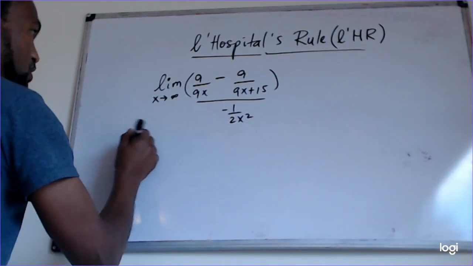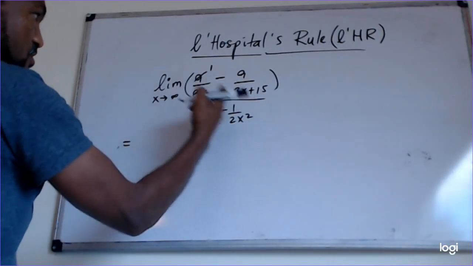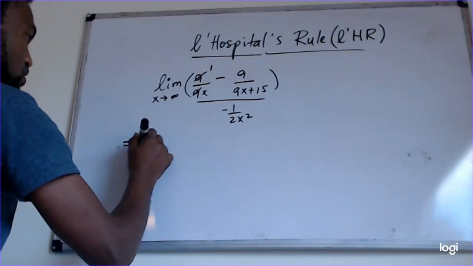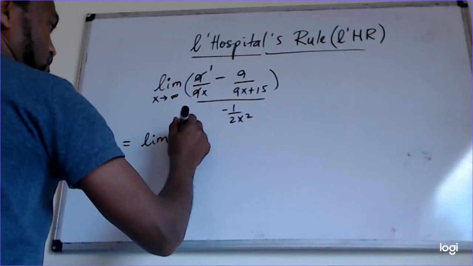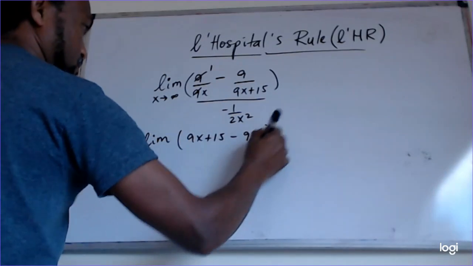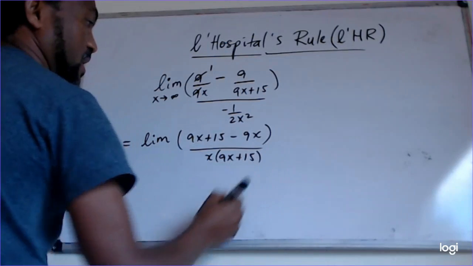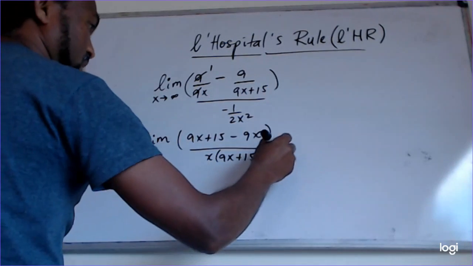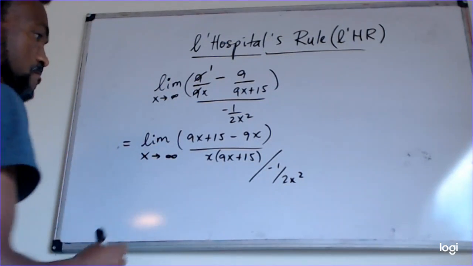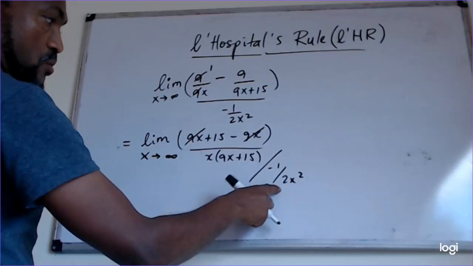Well, with simple algebra, this will be reduced to 1 over x. So the LCD, or least common denominator, is going to be x times 9x plus 15. So this goes here, this goes right there. So this will be the limit of 9x plus 15 minus 9 times x, which is 9x, over x times 9x plus 15, which is the least common denominator, divided by negative 1 over 2x squared, and this will be x approaching infinity. We're almost there. So this is reduced, of course, they cancel each other. So this goes up here.